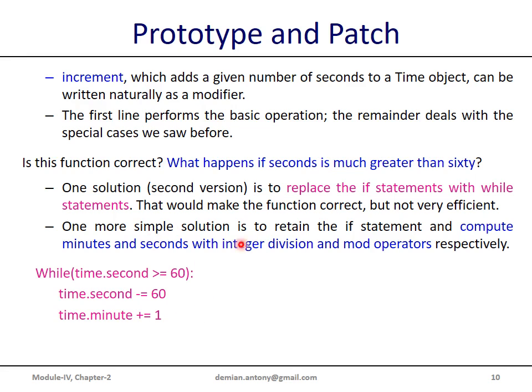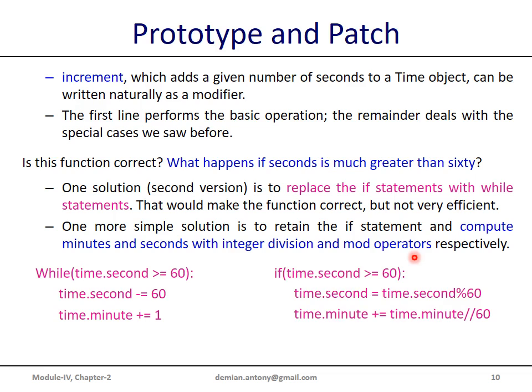What is the second solution? The second solution is we retain the if statements as they are, but compute the minutes and seconds with the integer division and mod operators. So we can get the minutes by using integer division. The quotient gives me the minutes, and then we can add those minutes directly to time.minute. And the seconds are the remainder after division. So we can use these two operators, integer division and mod. We can even combine them, or we can have two separate statements wherein we rewrite this code for the seconds as well as the minutes like this.